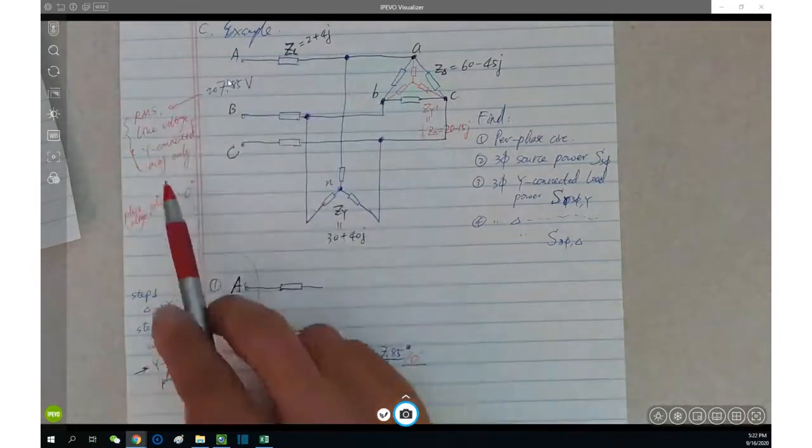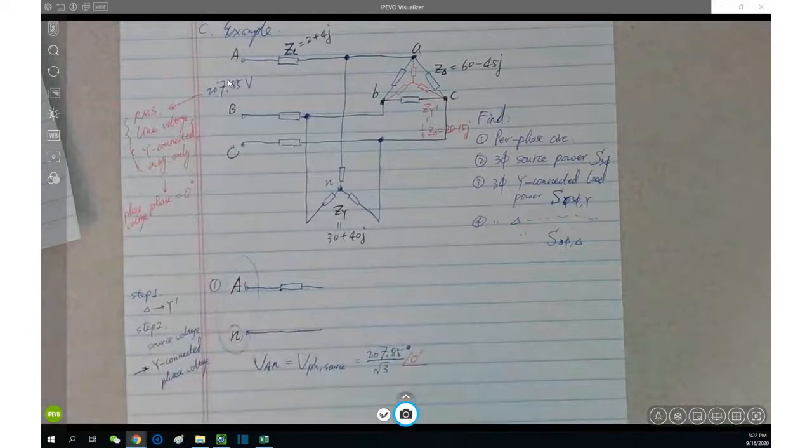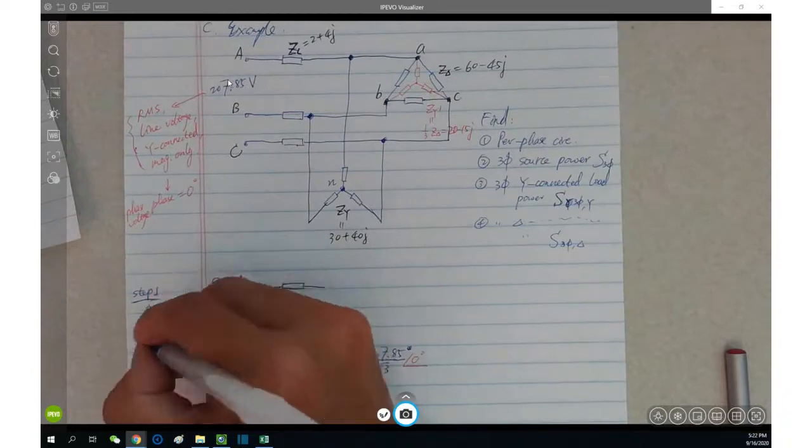Like we said here, make the phase voltage phase equals 0 degree. Okay, and that's why I'm using the red. All right. So this is step one and step two.